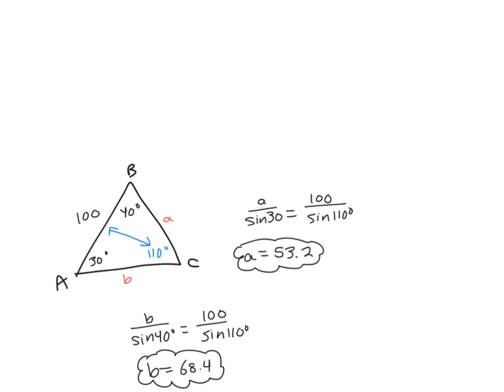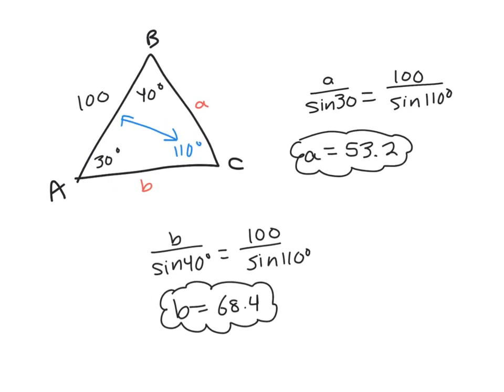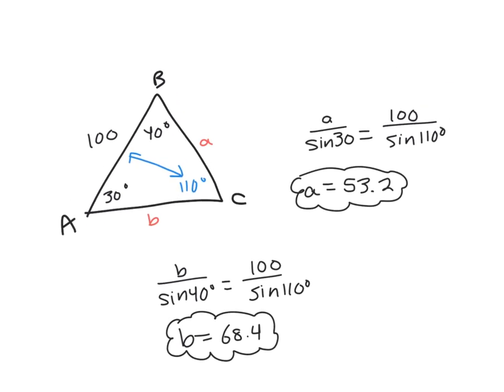All right, let's go ahead and check our answers. So here you see that I drew a little triangle just to help me visualize what's going on. Here I set up a over sine 30 equals 100 over sine 110 to get a equals 53.2. And b over sine 40 equals 100 over sine 110. b is approximately 68.4.